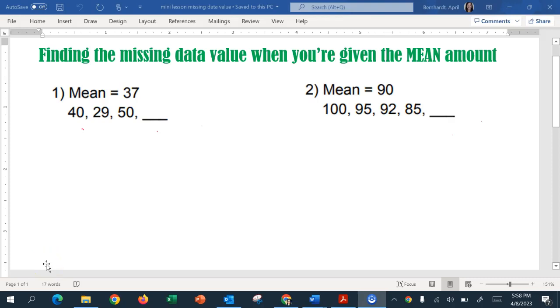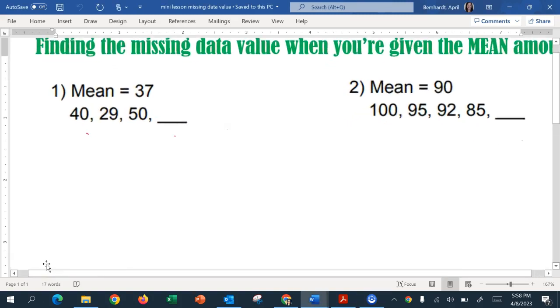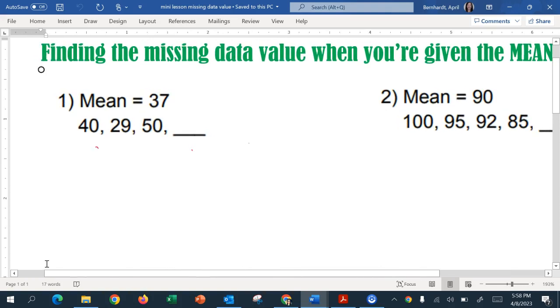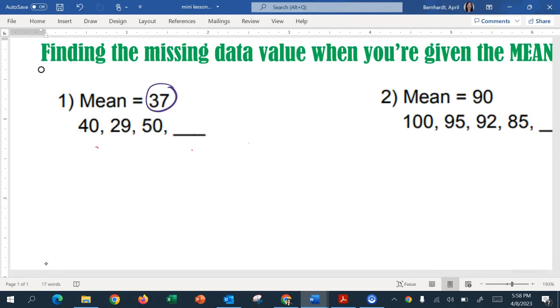So this is going to be a quick little mini lesson video on finding the missing data value when you're given the mean amount. So in the first example, we're given that the mean is 37 and we're given 3 data values, but then a missing one. So I'm going to use X as my variable for that missing amount.